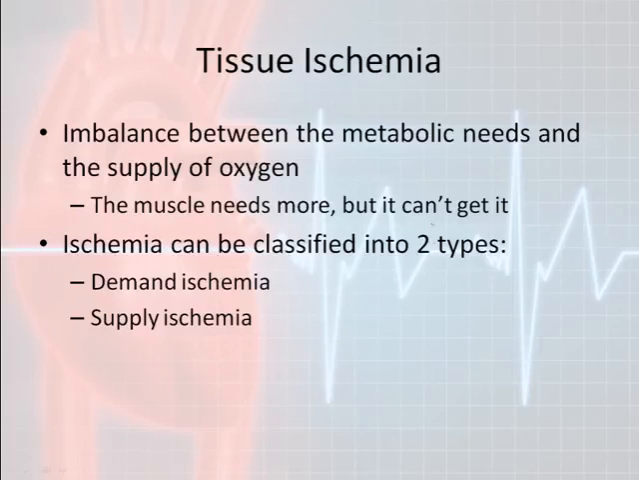Ischemia. Now, ischemic tissue can cause stable or unstable angina. When we talk about ischemia in the tissue, what we're saying is that the muscles need more oxygen, more nutrients, but it's not receiving it. The metabolic needs exceed the supply of the nutrients. If the metabolic needs at the cell exceed the nutrient supply, technically the muscle goes into ischemia. Now, ischemia can be identified as one of two causes. There's supply ischemia and demand ischemia.